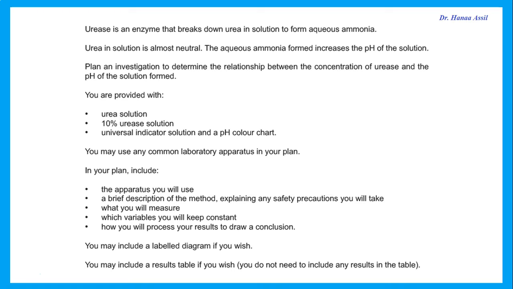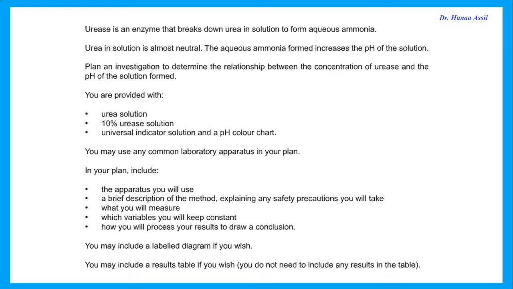Urease is an enzyme that breaks down urea in solution to form aqueous ammonia. Urea in solution is almost neutral. The aqueous ammonia formed increases the pH of the solution. So we're being told that when we add urease, the pH of the solution should increase due to the formation of ammonia. Now, plan an investigation to determine the relationship between concentration of urease and pH of the solution formed.